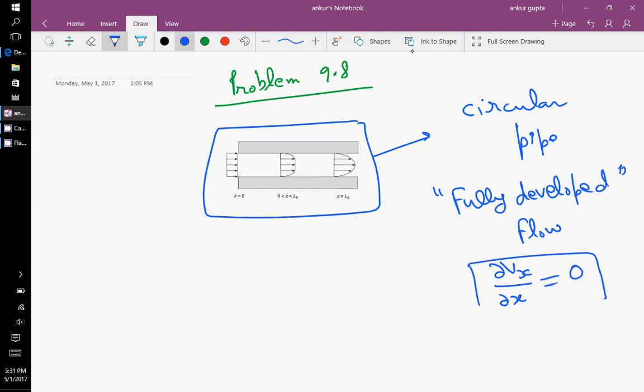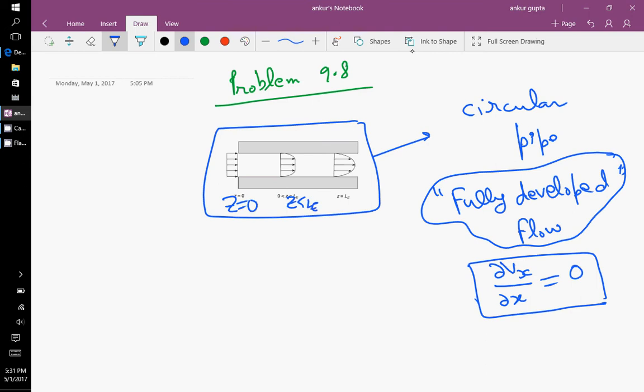That the velocity was no longer changing in the same direction, right? So what we want to do in this problem is to really understand when we can actually make this assumption of fully developed flow. Till now we were always given this, but now we'll actually see how we can do this. So I've taken this image from the book, and let me write this as z is equal to 0 here. This is z between 0 and LE, and this is z is equal to LE. So please go ahead and read the problem.